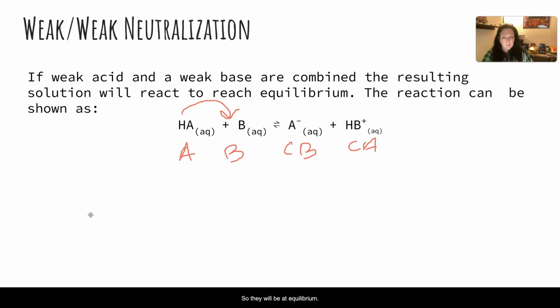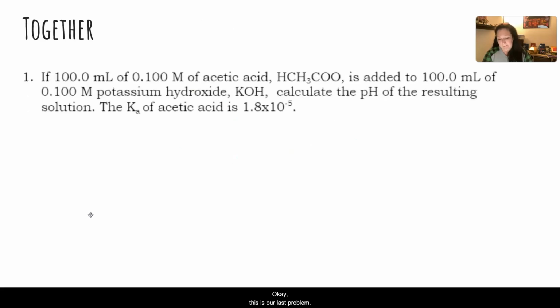So they will be at equilibrium, and then you've got to know a little bit more about what's going on in order to solve. You got to have some Ka and Kb values so you can do some calculating. Okay, this is our last problem.